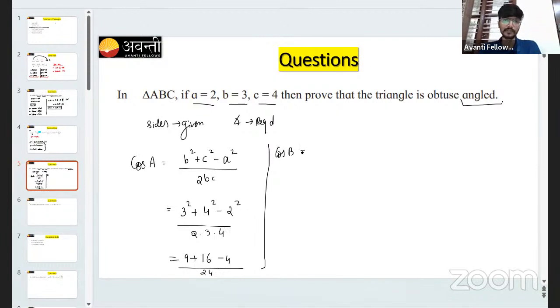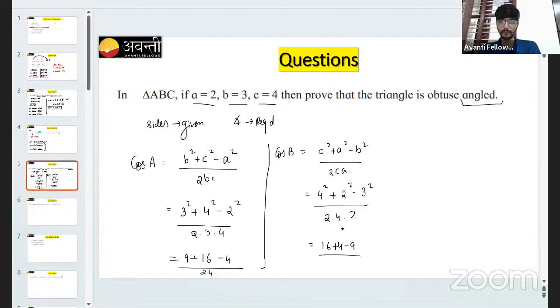Let's look at cos B. Cos B was c square plus a square minus b square upon 2ca. So that means 4 square plus 2 square minus 3 square upon 2 into 4 into 2. 16 plus 4 minus 9 upon 16. So again, we did not get it from this either.